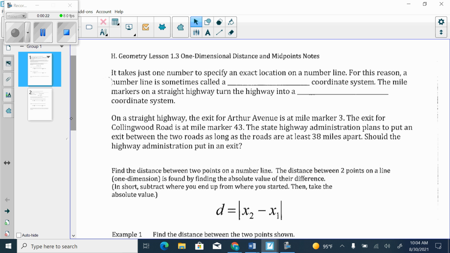For this reason, a number line is sometimes called a one-dimensional coordinate system. And then it says the mile markers on a straight highway turn the highway into a one-dimensional coordinate system.